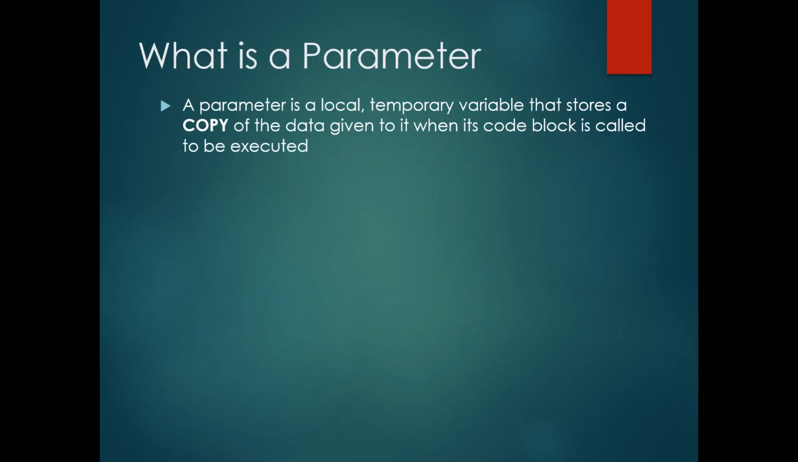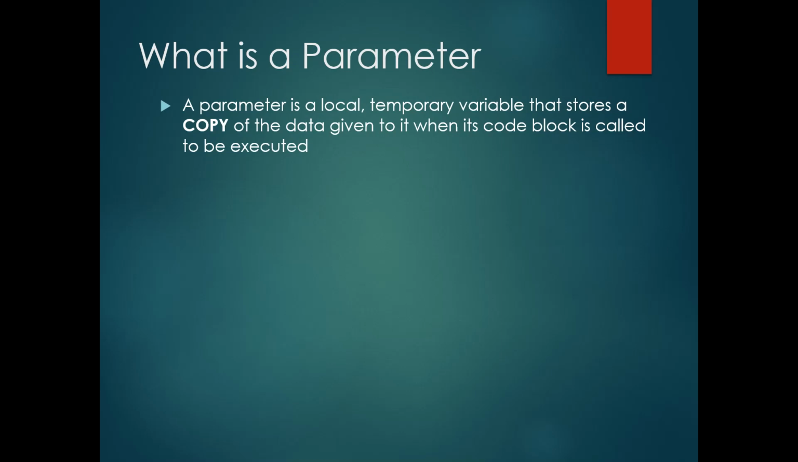So what is a parameter? A parameter is a local temporary variable that stores a copy of the data given to it when the code block is called to be executed. So when I call math.pow and I give it a 2, 3, that 2 is then copied and stored into the base variable. The 3 is then copied and stored into the exponent variable, right?